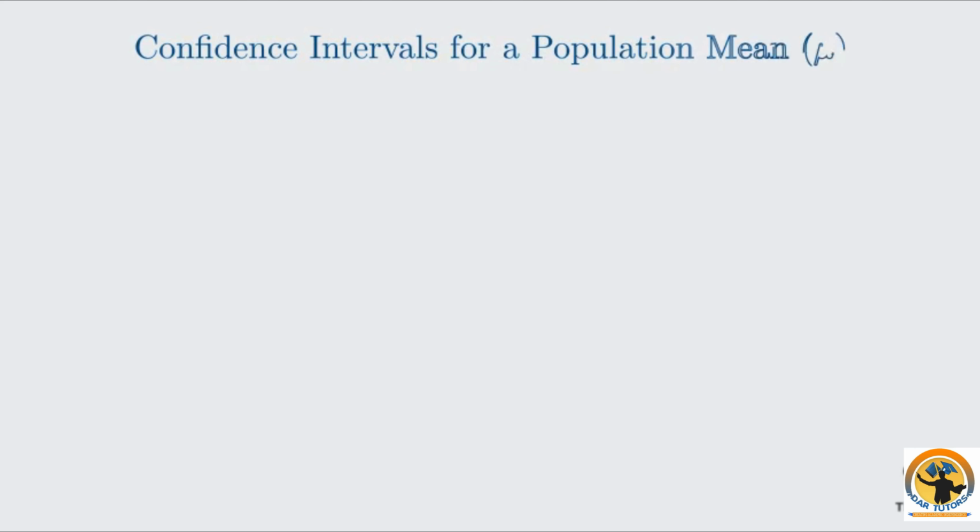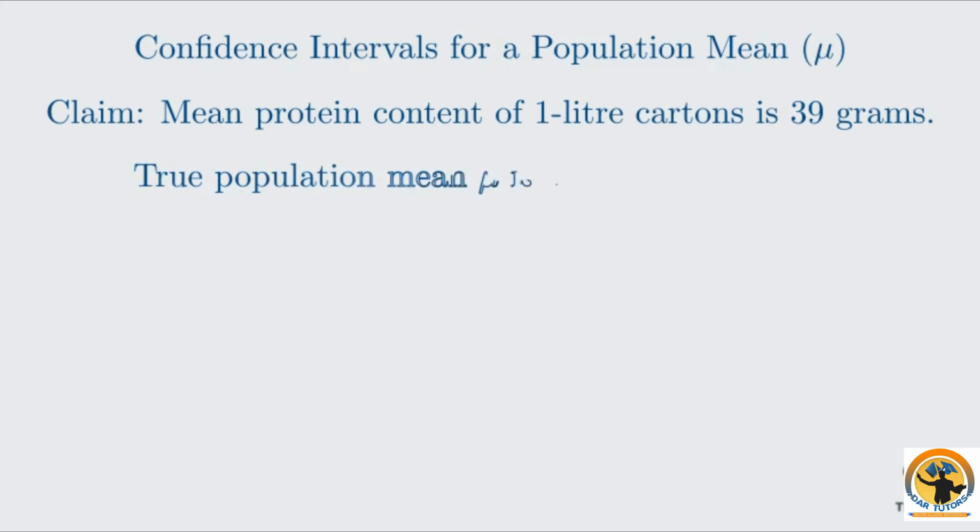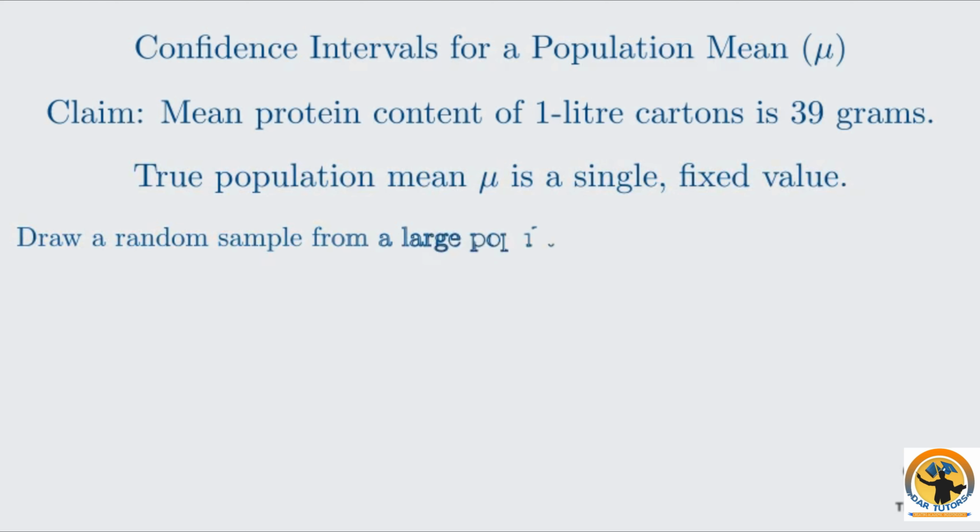Let's begin by understanding why we need confidence intervals in the first place. Often, we are interested in a specific characteristic of a large group or population, such as its mean. For example, a milk company might claim the mean protein content of its 1-liter cartons is 39 grams. The true population mean, M, is a single fixed value. However, we can't possibly test every carton of milk. So we draw a random sample, say 60 cartons, and measure their protein content.